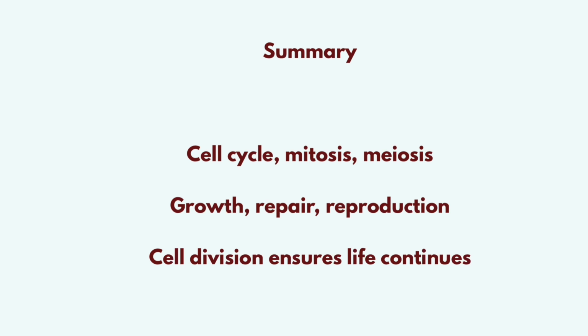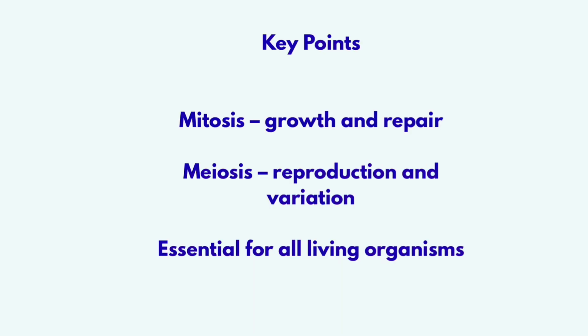In types of cell, in mitosis, somatic or body cells. In meiosis, gametes, sperm or egg. Number of divisions in mitosis is 1. Meiosis 2. Number of daughter cells in mitosis 2, and in meiosis 4. Chromosome number in mitosis same as parent, and meiosis half of parent. Genetic variation in mitosis? No genetic variation. In meiosis, yes, crossing over, independent assortment.